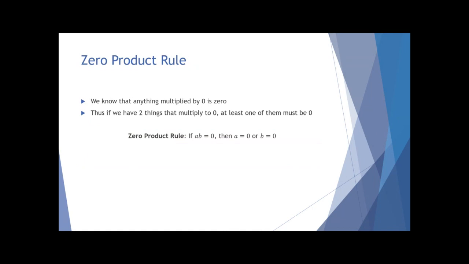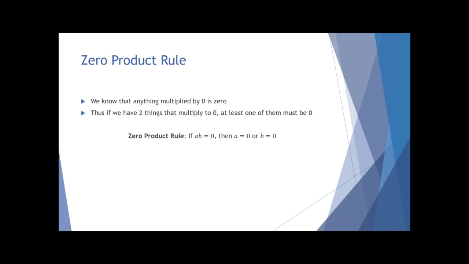Now the zero product rule is based off of very basic arithmetic. We know that anything multiplied by 0 is 0, like 5 times 0 is 0. So if you have two numbers that are multiplied together and you get 0 out, then one of them, or maybe both of them, but at least one of them has to be 0, because that's the only way you can get something to multiply and be 0.